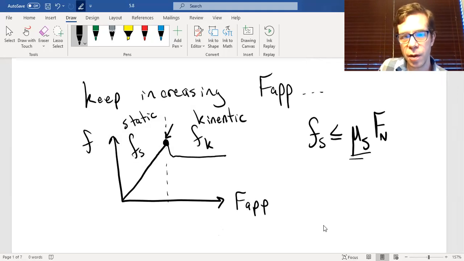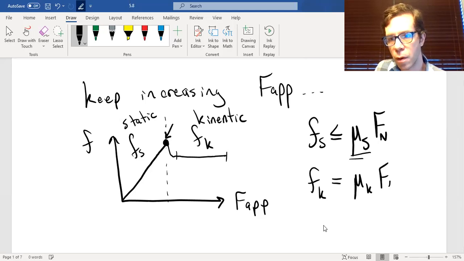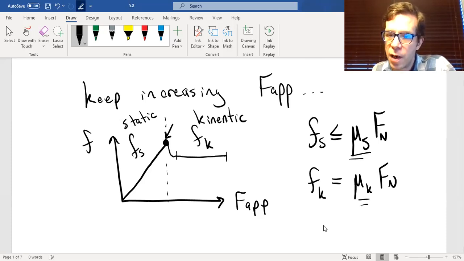The kinetic region is pretty much constant, right? You have this transition area, but once you're into the kinetic region, you have a similar relationship. You have a coefficient of kinetic friction times the normal force. All right, so why is the normal force in there?